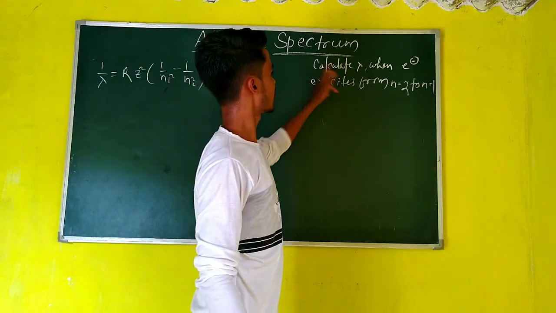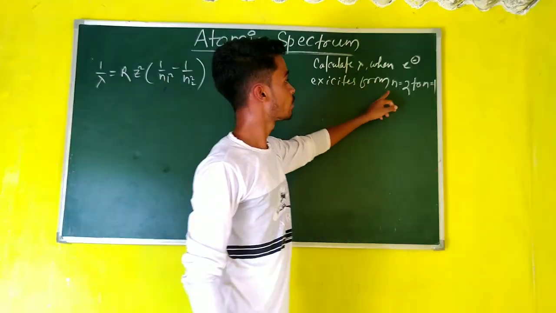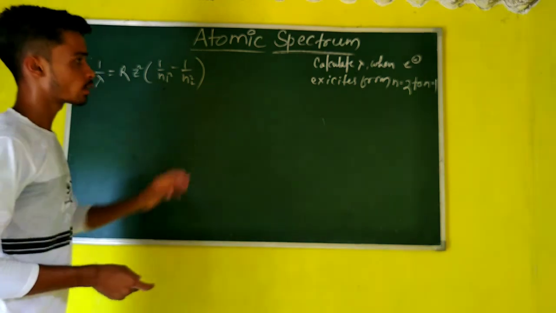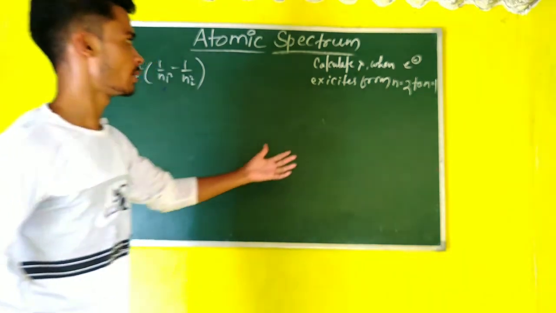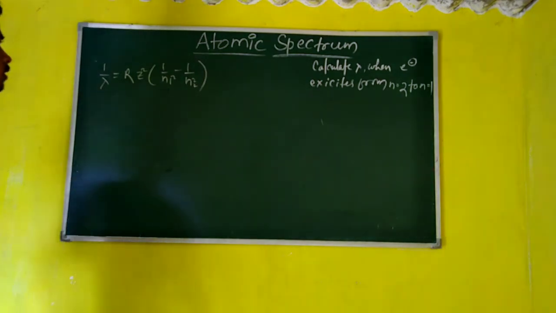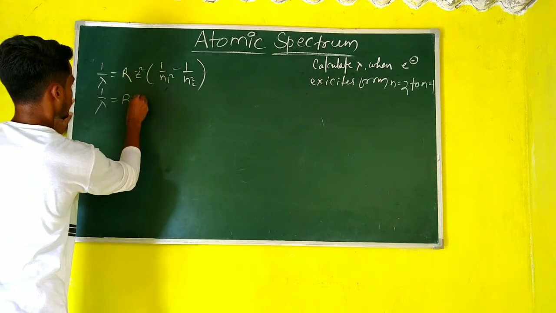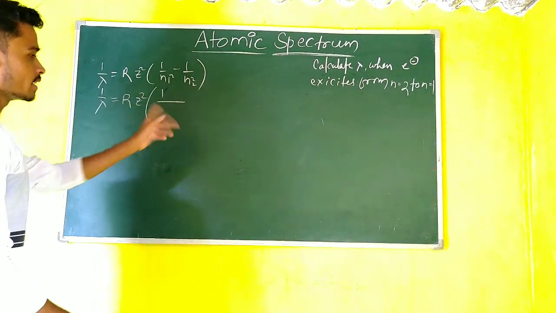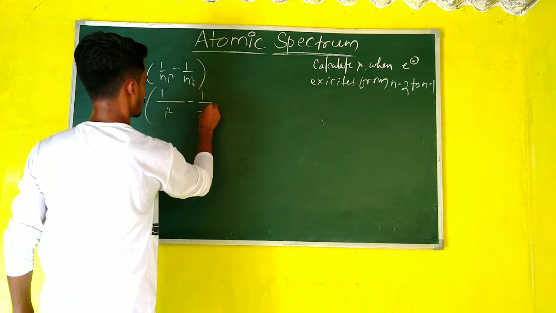Students, calculate the wavelength lambda when the electron excites from n equal to 2 to n equal to 1 in the Lyman series. Okay, n equal to 2 to n equal to 1 means the electron jumps from second energy level to first energy level. What is the value of wavelength? Students, this is the atomic spectrum formula. Then 1 by lambda equal to R z square, 1 by n1 square, n1 means 1 square, minus 1 by n2 square.